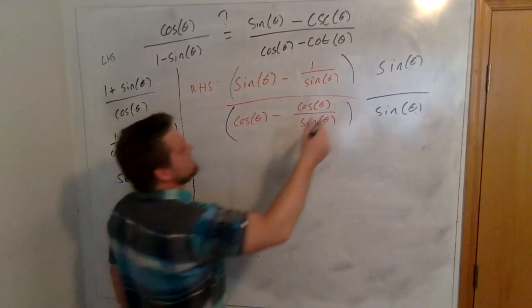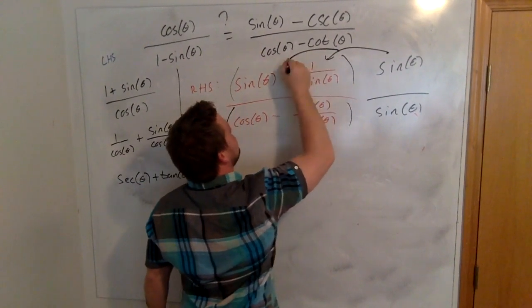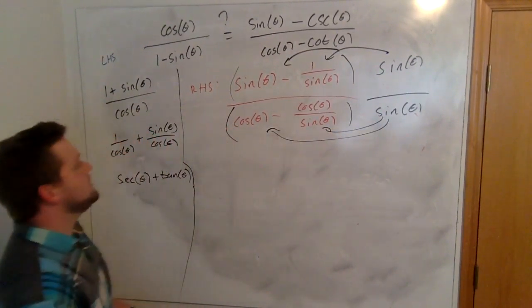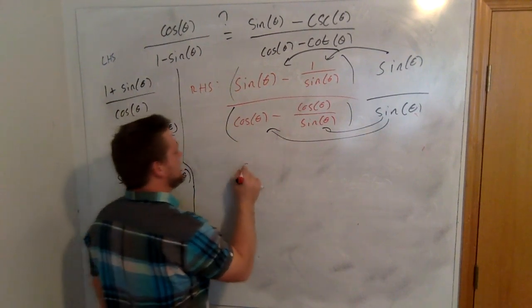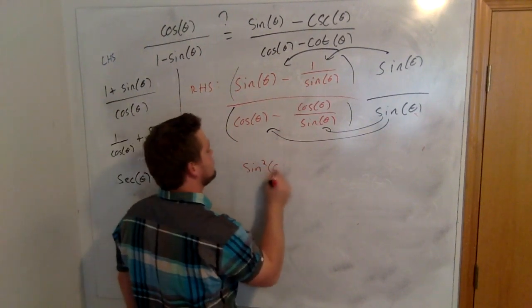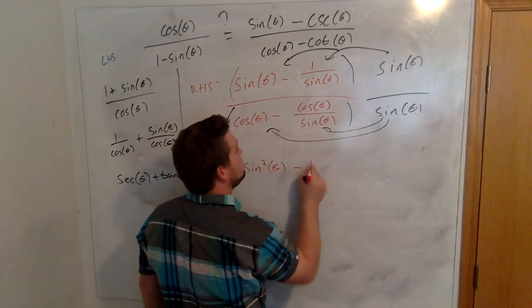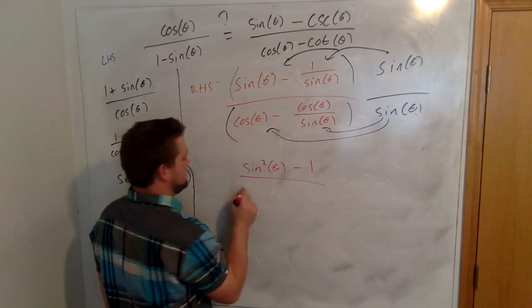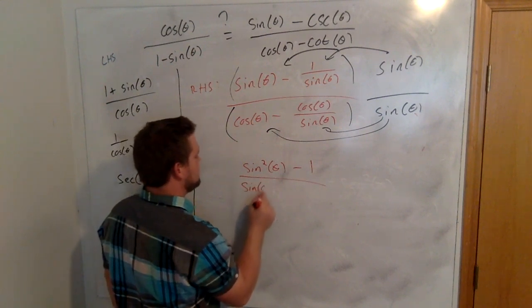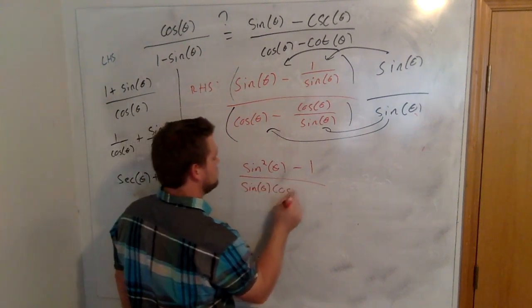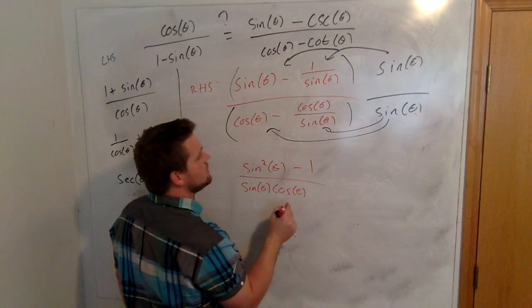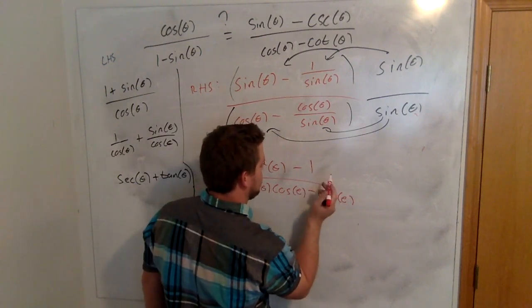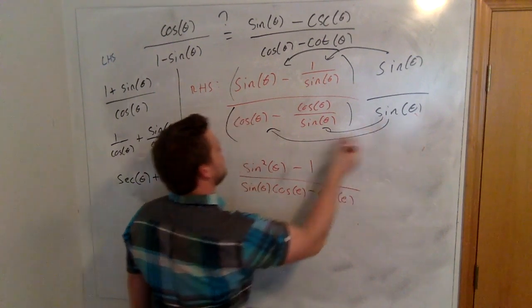Okay, so this sine can distribute into these parentheses, and this sine can distribute into these parentheses. So what are we going to get? Well, we'll get a sine squared of theta minus 1, all over, and we're going to get a sine of theta times a cosine of theta minus a cosine of theta when I distribute that sine.